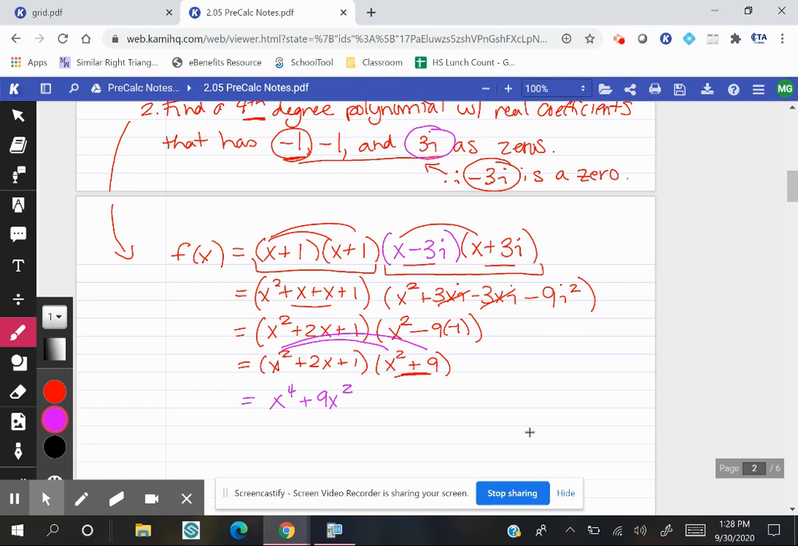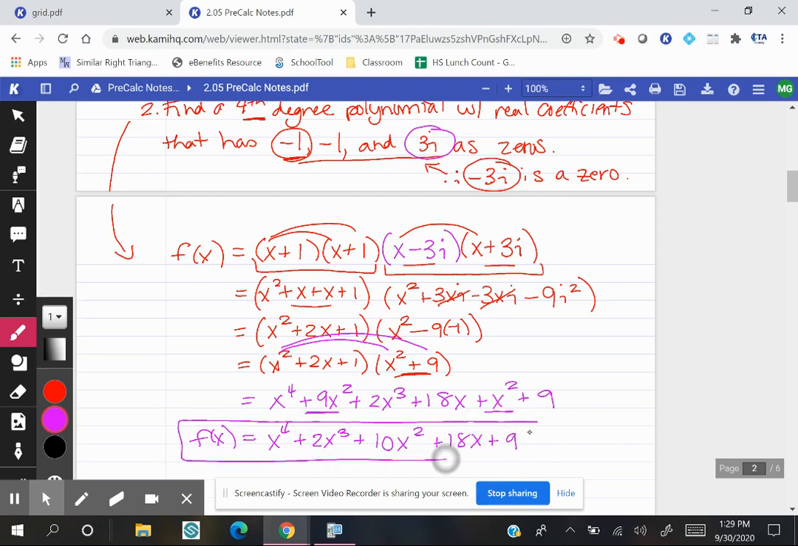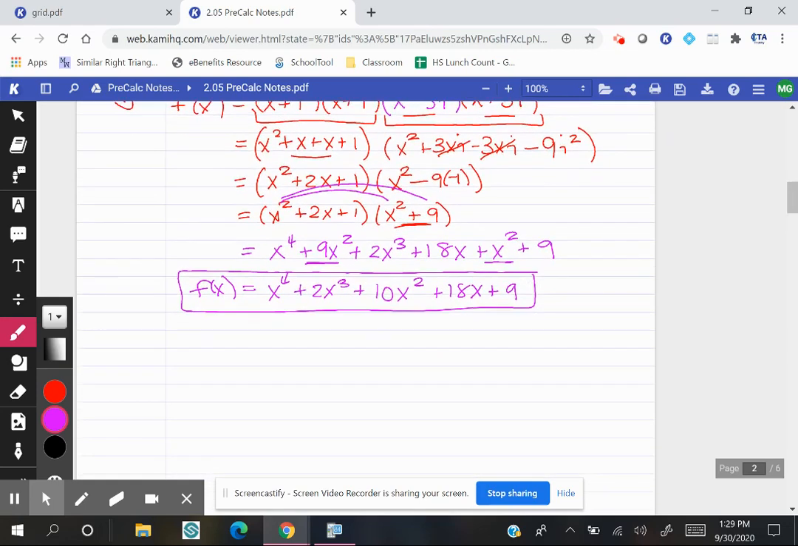And a good idea, if you can, pause and try to do this on your own without using the video. Plus 2x to the 3rd plus 18x plus x squared plus 9. And then lastly, you're going to combine your like terms. So I have x squareds here, and I have then x to the 4th plus 2x to the 3rd plus 10x squared plus 18x plus 9. And no other like terms we can combine, so that would be our polynomial.